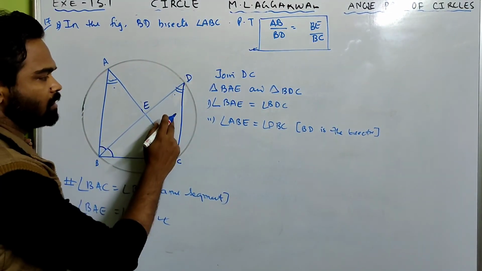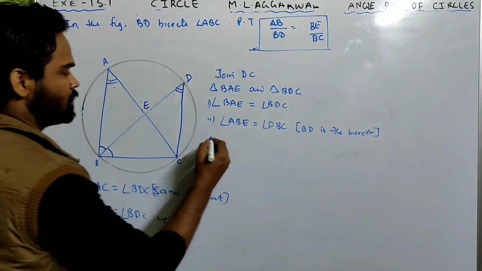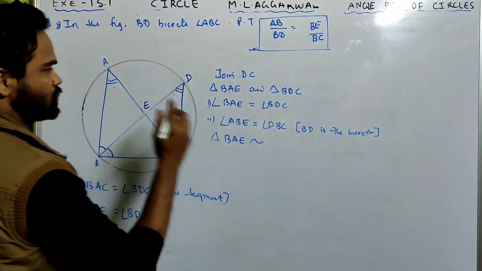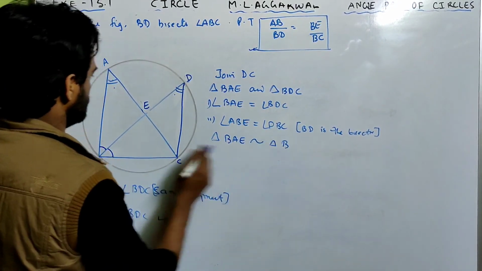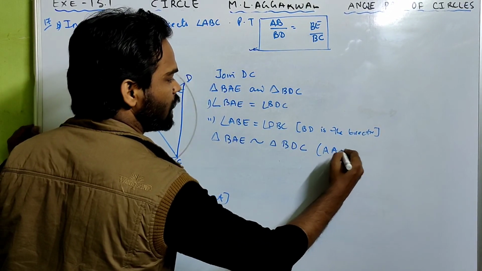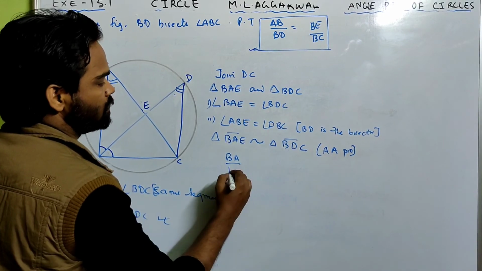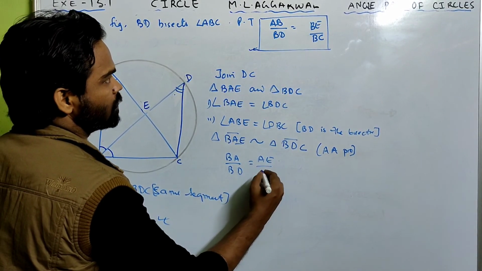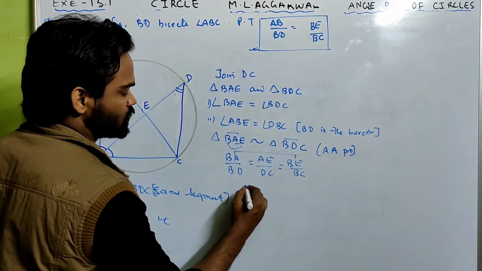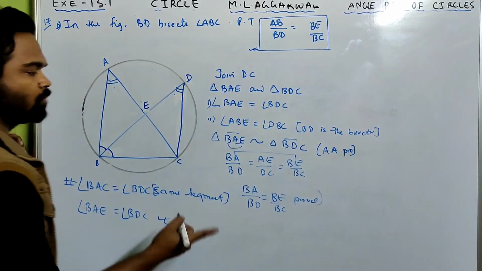So in these two triangles, BAE and BDC, two angles are equal, which means they are similar. So triangle BAE is similar to, now B corresponds to B, A corresponds to D, and E corresponds to C. They are similar. Look carefully, angle property. Now if they are similar, BA by BD will be AE by DC will be BE by BC, isn't it? Equate the first and the last one. BA by BD equals BE by BC. Proof. We were supposed to prove this only.